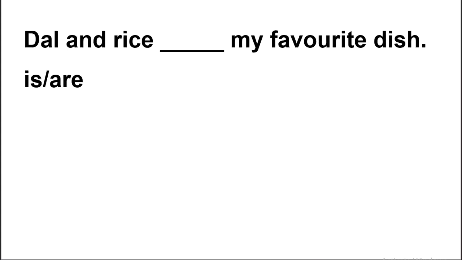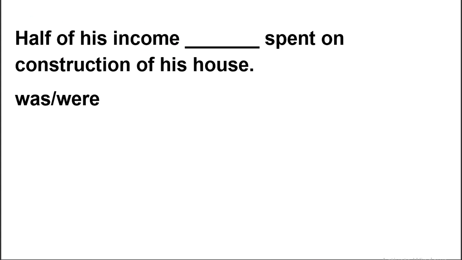Done? Moving on to the next one: dal and rice dash my favorite dish. Dal and rice are mostly considered complementary goods. Now, what are complementary goods? These are goods which are used together, right? So dal and rice, when we combine these two, make one specific meal. Since they are making one meal, I have to use the singular verb here. So my right answer for this question will be "is". Done? Moving on to the next one.